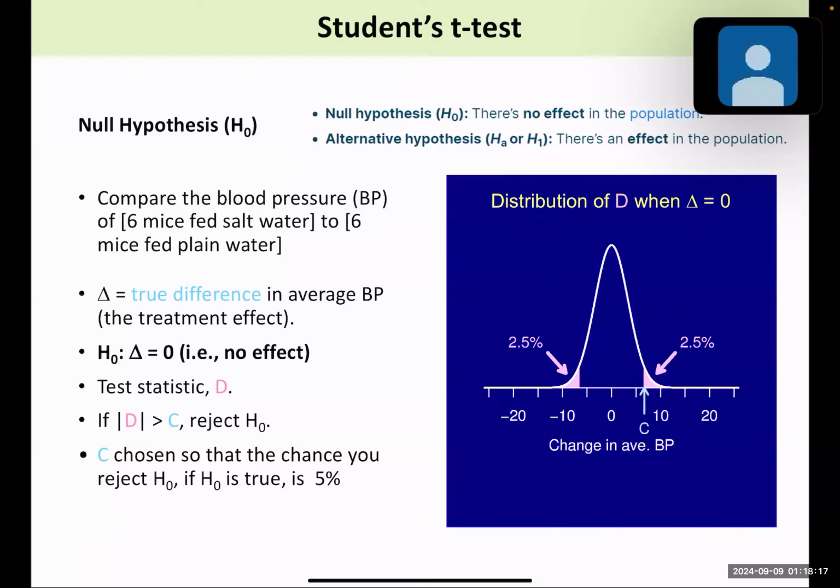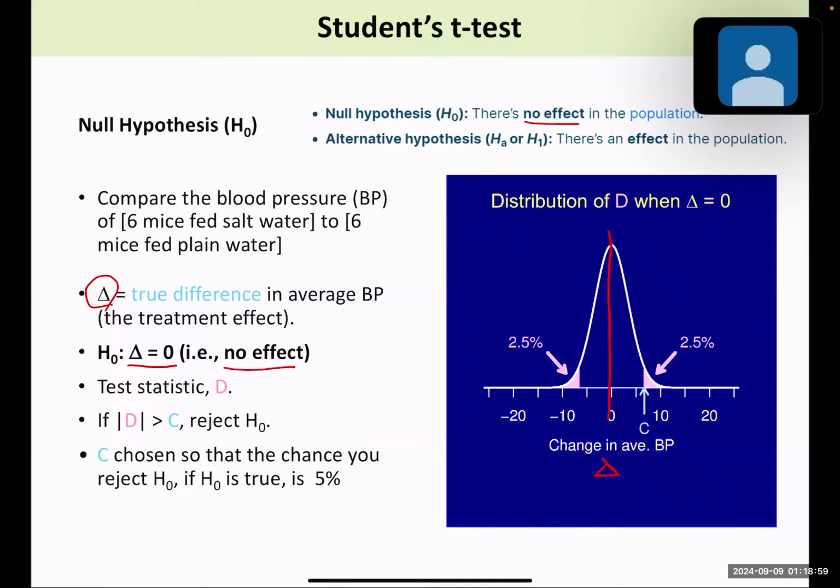So again, null hypothesis means there's no effect in the population, right? So for example, when you compare the blood pressure of 6 mice fed salt water and 6 mice fed plain water, the delta will be the true difference in the average parameters between the two groups, right? So the null hypothesis means delta is 0, right? So no effect. So if delta is 0, then you can put here the delta as 0.